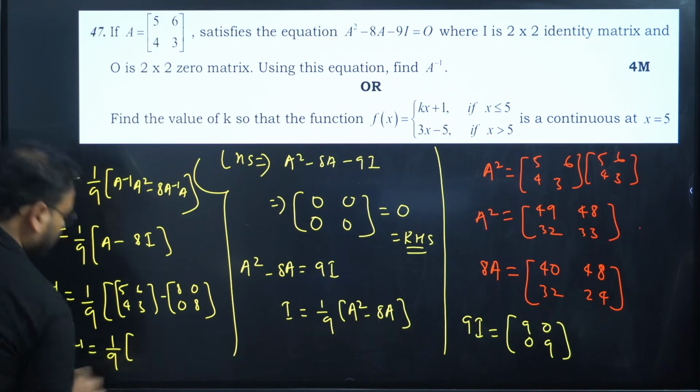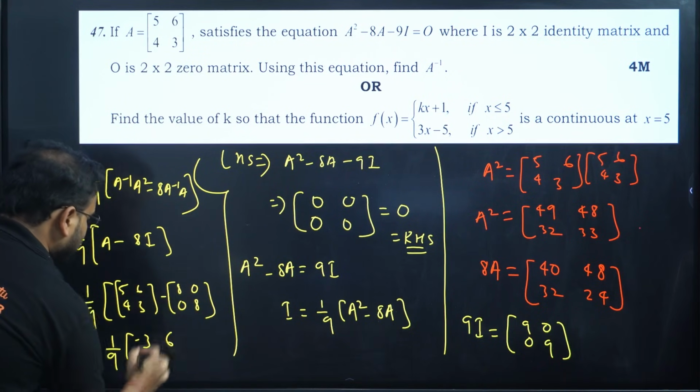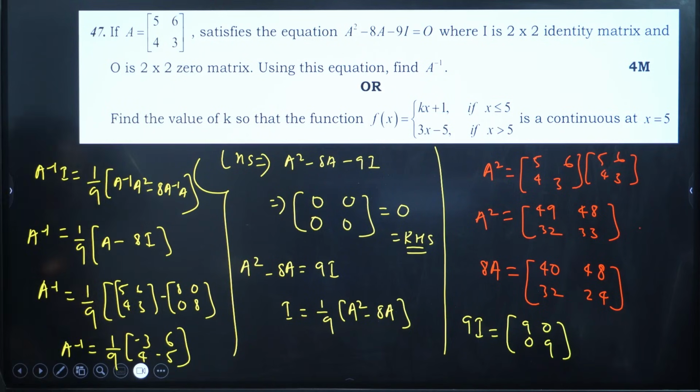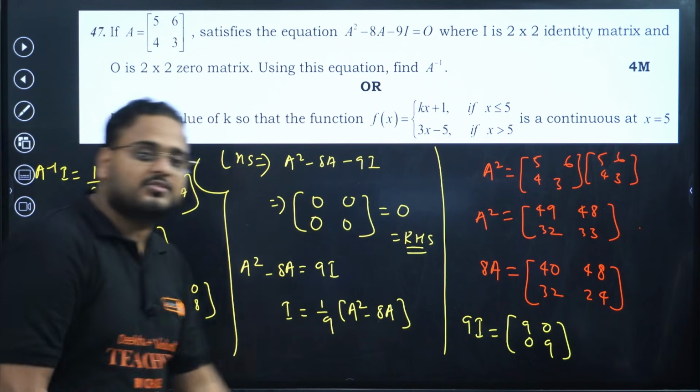1 by 9. 5 minus 8 is minus 3. 6 minus 0 is 6. 4 minus 0 is 4. And 3 minus 8 is minus 5. That's my final answer. Please check. 1 by 9 of [minus 3, 6; 4, minus 5].